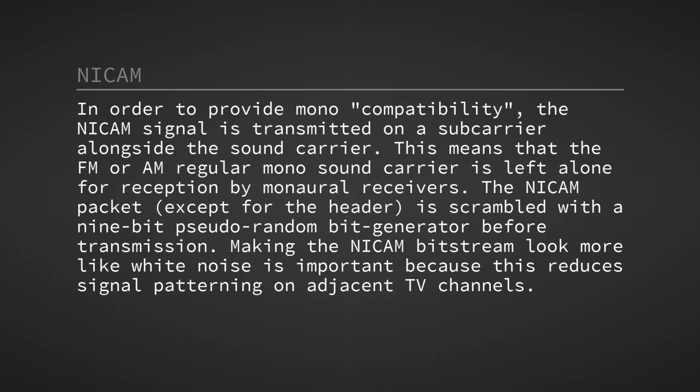NICAM. In order to provide mono compatibility, the NICAM signal is transmitted on a subcarrier alongside the sound carrier. This means that the FM or AM regular mono sound carrier is left alone for reception by monaural receivers. The NICAM packet, except for the header, is scrambled with a 9-bit pseudo-random bit generator before transmission. Making the NICAM bitstream look more like white noise is important because this reduces signal patterning on adjacent TV channels.